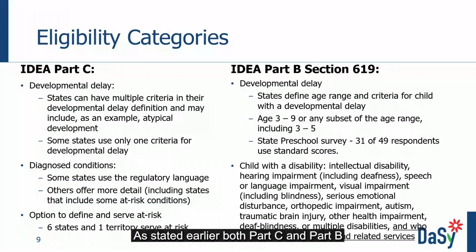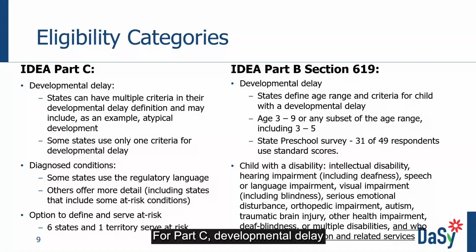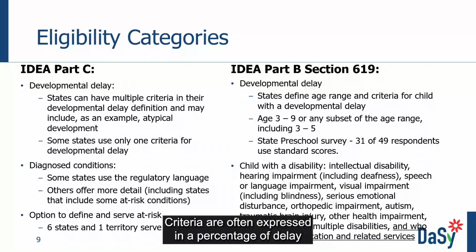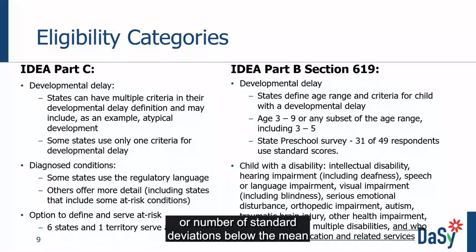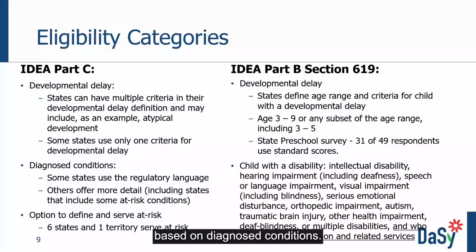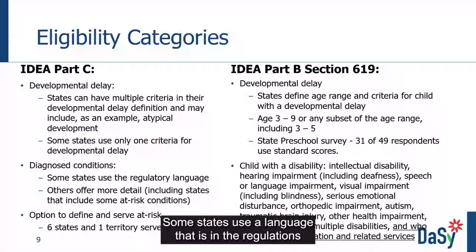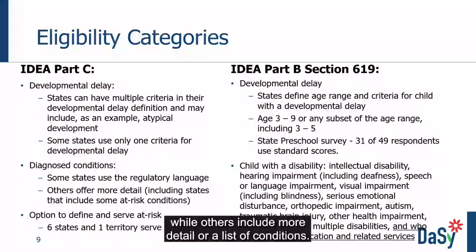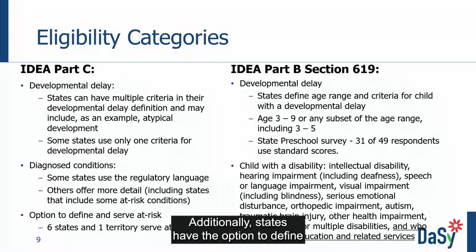As stated earlier, both Part C and Part B define their own eligibility criteria. For Part C, developmental delay may be defined using multiple criteria. Criteria are often expressed in a percentage of delay or number of standard deviations below the mean on standardized assessments. For example, the criteria might be a 30% delay in one area of development or 20% delay in each of two areas of development. States also define criteria for eligibility based on diagnosed condition. Some states use the language that is in the regulations, while others include more detail or a list of conditions. Additionally, states have the option to define and serve children who are considered at risk.